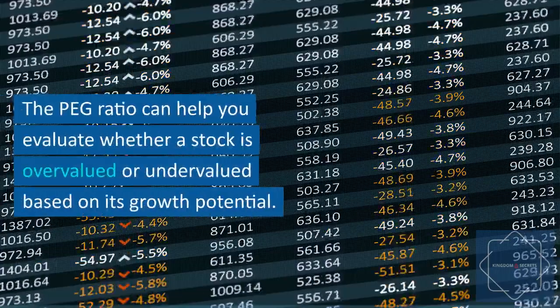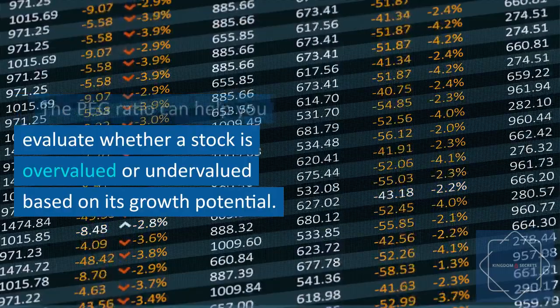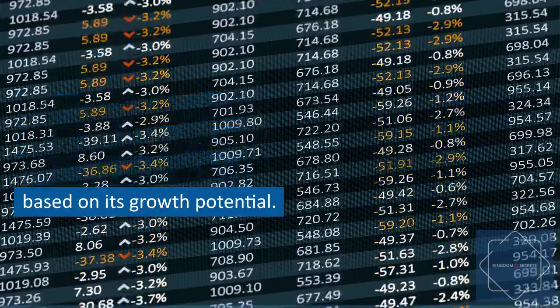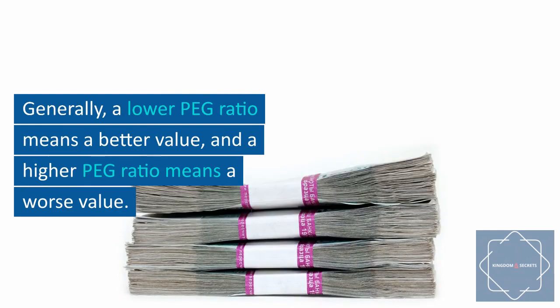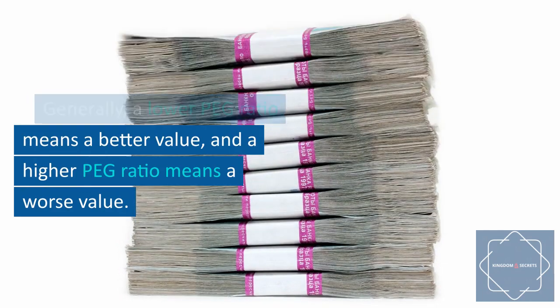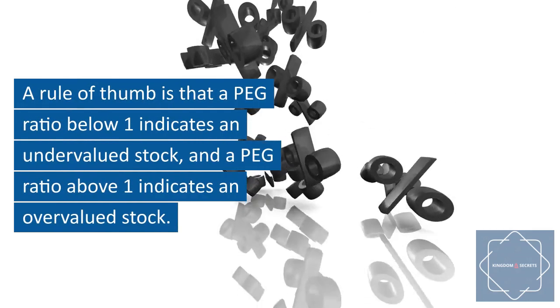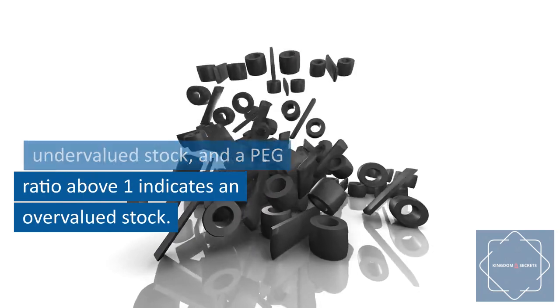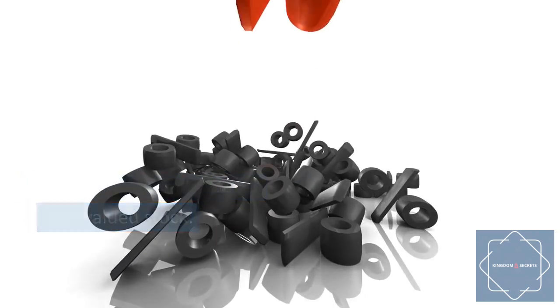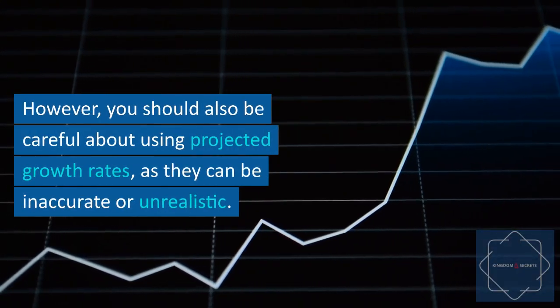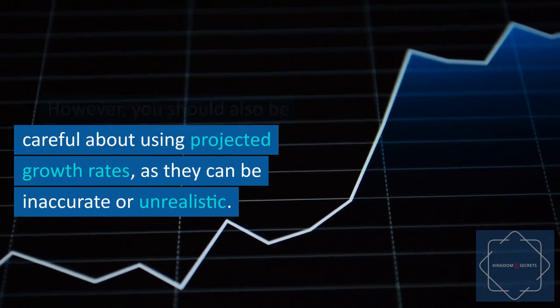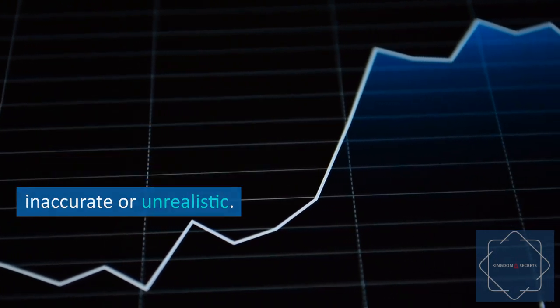The PEG ratio can help you evaluate whether a stock is overvalued or undervalued based on its growth potential. Generally, a lower PEG ratio means a better value, and a higher PEG ratio means a worse value. A rule of thumb is that a PEG ratio below 1 indicates an undervalued stock, and a PEG ratio above 1 indicates an overvalued stock. However, you should also be careful about using projected growth rates, as they can be inaccurate or unrealistic.